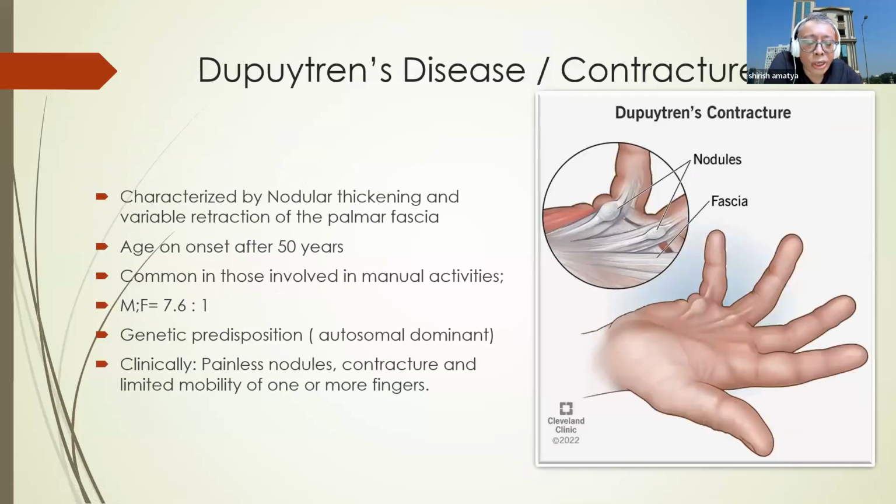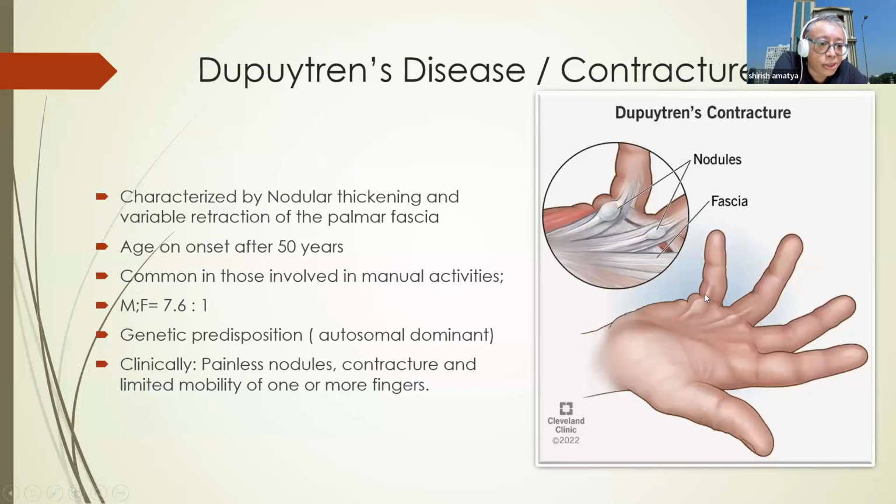One of the most commonly encountered problems in the palmar fascia is Dupuytren disease or Dupuytren contracture, and it is basically characterized by nodular thickening and variable degree of retraction of the palmar fascia.